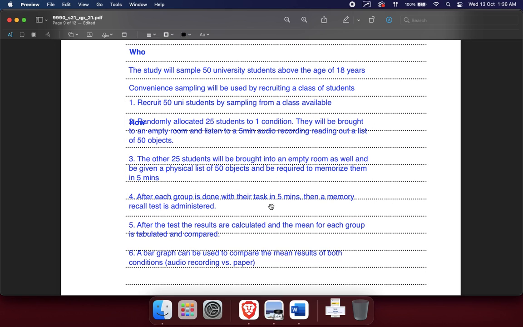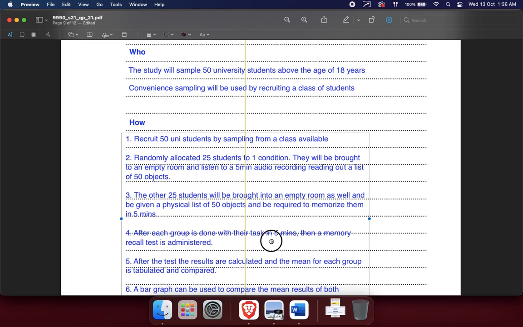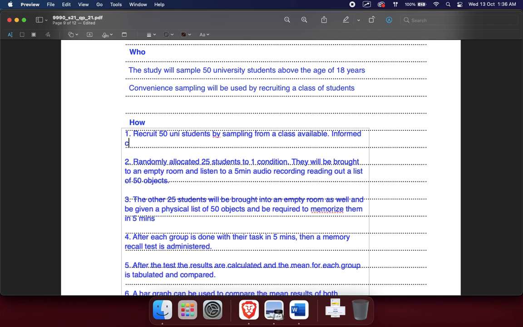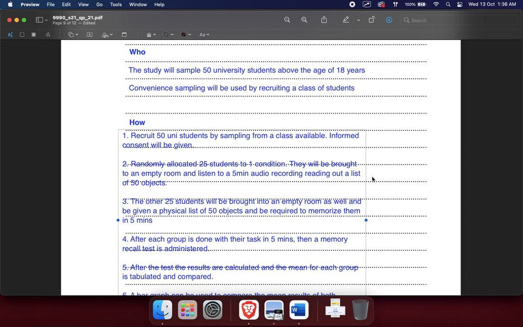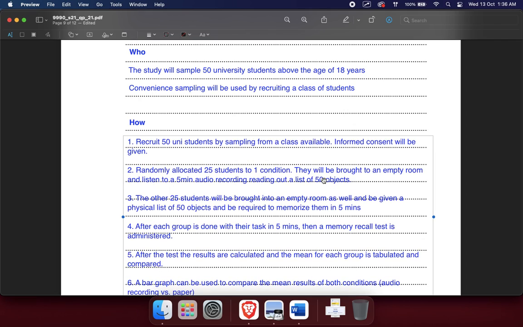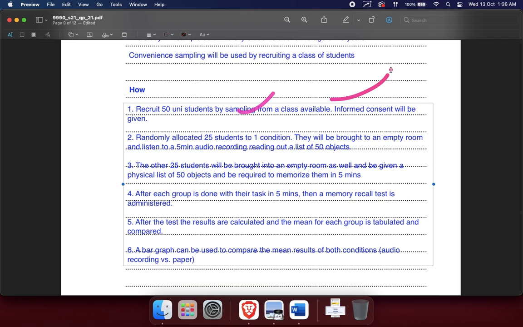Okay, so can you follow along? Okay, you can just add one more here. Informed consent will be given. Something along those lines. Okay, this is just an example. Don't have to follow exactly. So you're going to recruit students and give them informed consent, randomly allocate 25 to one condition and 25 to another condition. After they're done, give them a memory recall test.